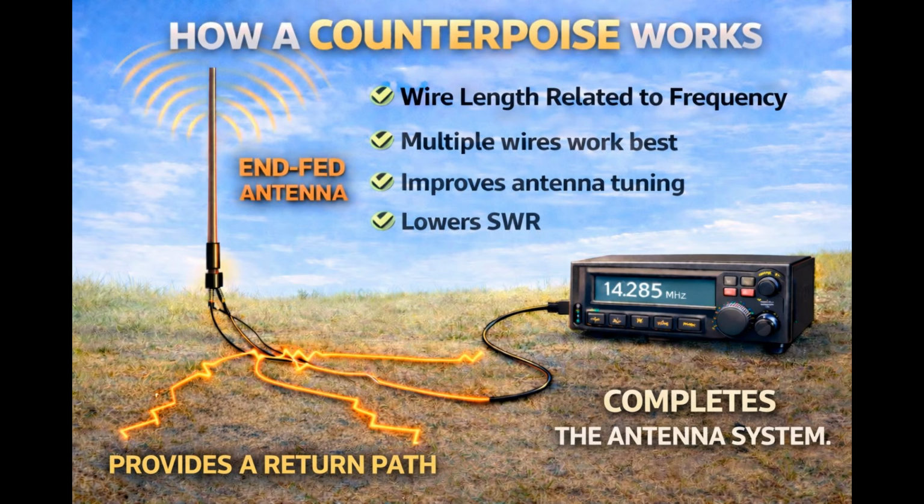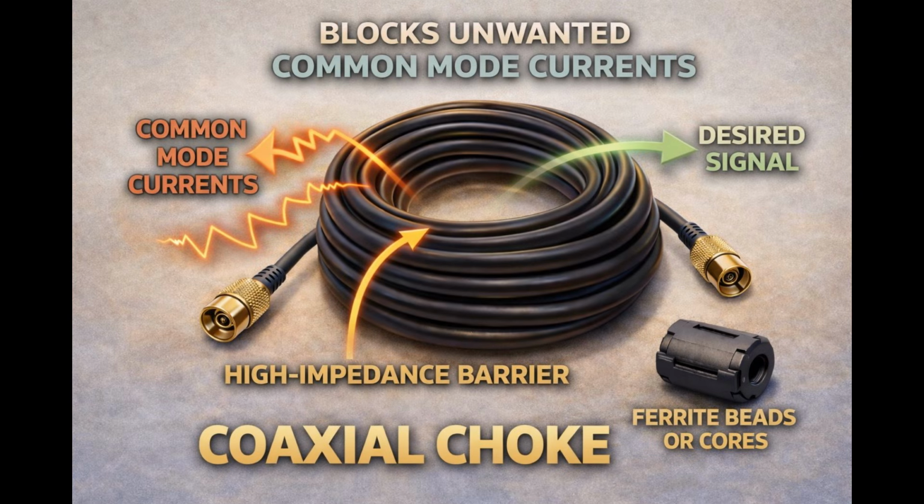When a counterpoise is missing or poorly formed, RF will search for unintended return paths such as coax shields or station equipment, leading to high or unstable SWR, unwanted RF in the shack, and unpredictable antenna performance. A well-designed counterpoise improves efficiency, stabilizes SWR, reduces interference, and allows the antenna to behave as intended. Adding a choke at the antenna feed point helps prevent RF from returning on the feed line by blocking unwanted RF currents that try to travel along the outside of the coax.